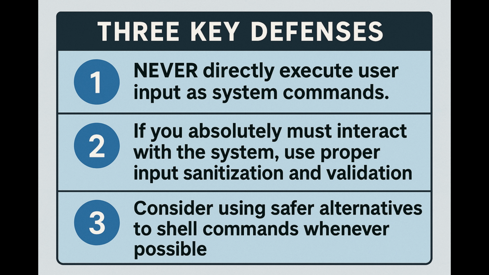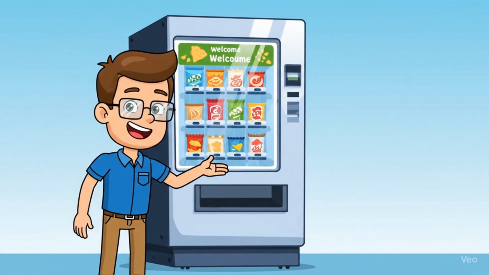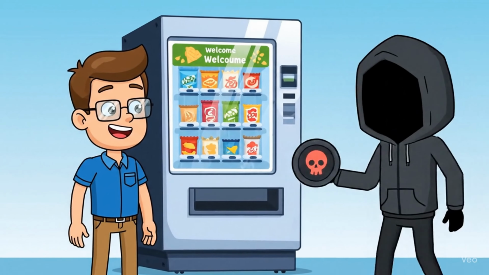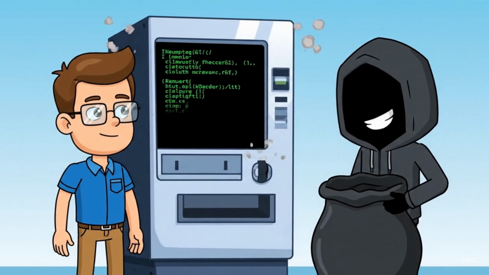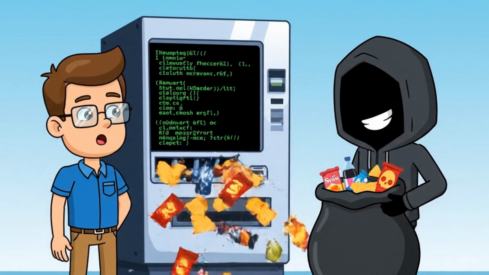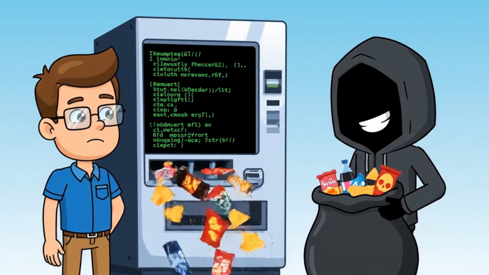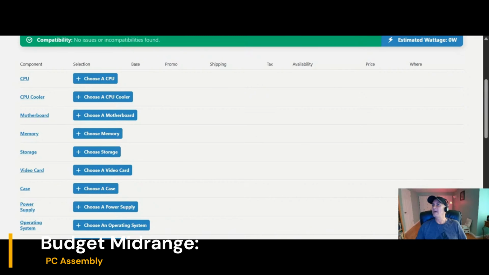So, how do we stop this nightmare scenario? Three key defenses. First, never directly execute user input as system commands. Second, if you absolutely must interact with the system, use proper input sanitization and validation. And third, consider using safer alternatives to shell commands whenever possible. The bottom line, command injection turns your web application into a remote terminal for hackers. Always treat user input as potentially malicious. And remember, if you can type it in a terminal, a hacker might be able to execute it through your vulnerable app.